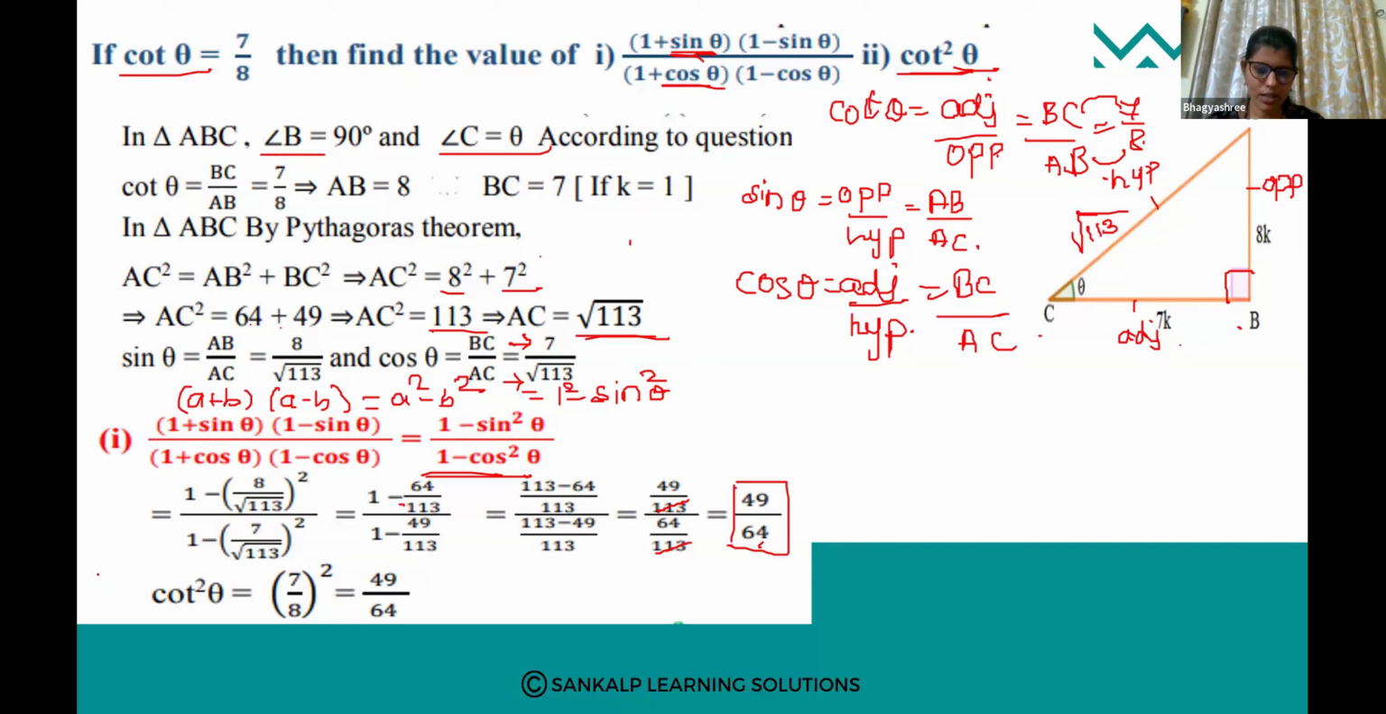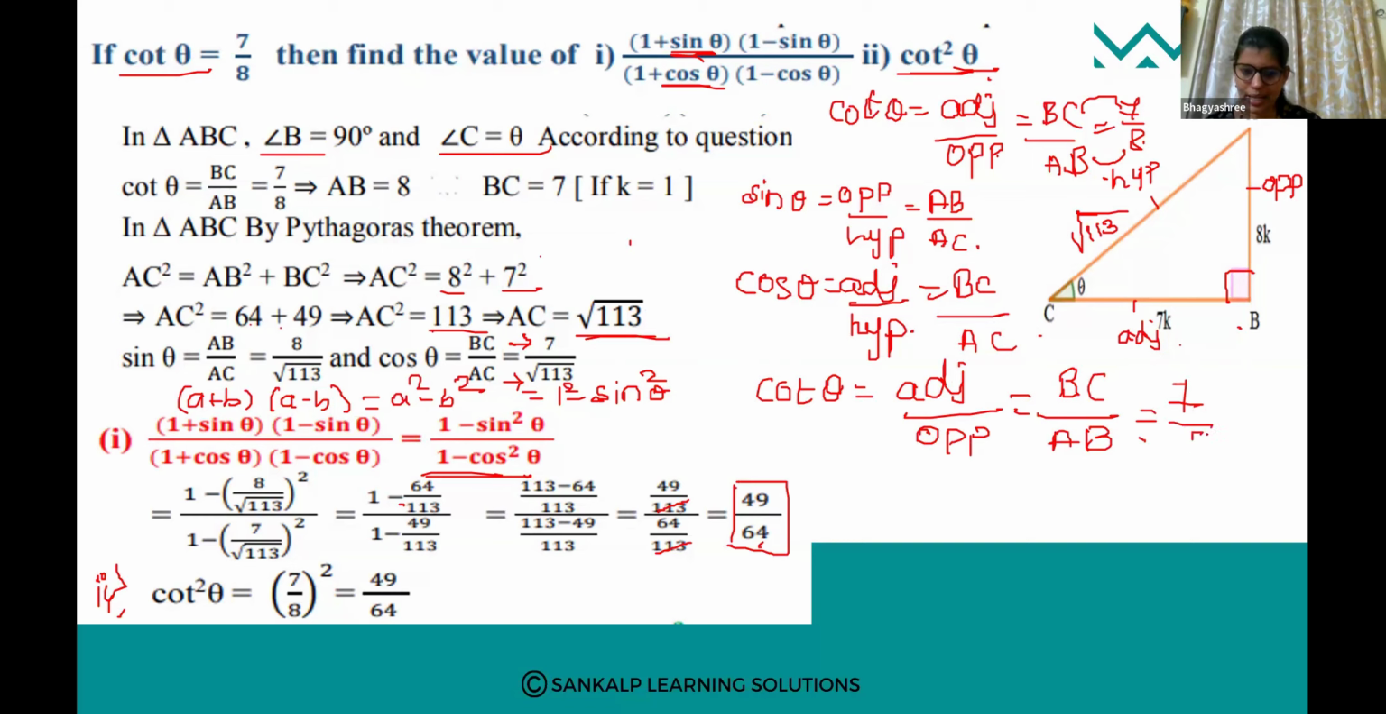Next, they have asked another one, cot square. This is the second question. Cot square. So what is cot theta? Dear children, cot theta means adjacent side divided by opposite side. Adjacent side is BC, opposite side is AB, right? BC divided by AB. BC is 7, AB is 8. So cot square theta we want 7 by 8 whole square. 7 square is 49, 8 square is 64. Understood? This is the value of cot square theta. Understood?